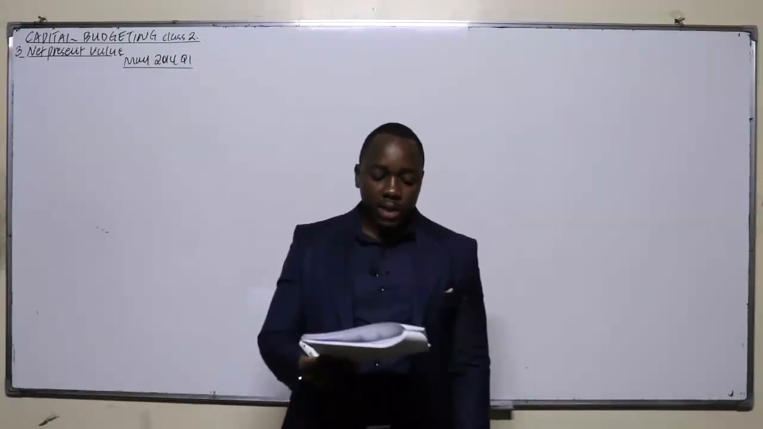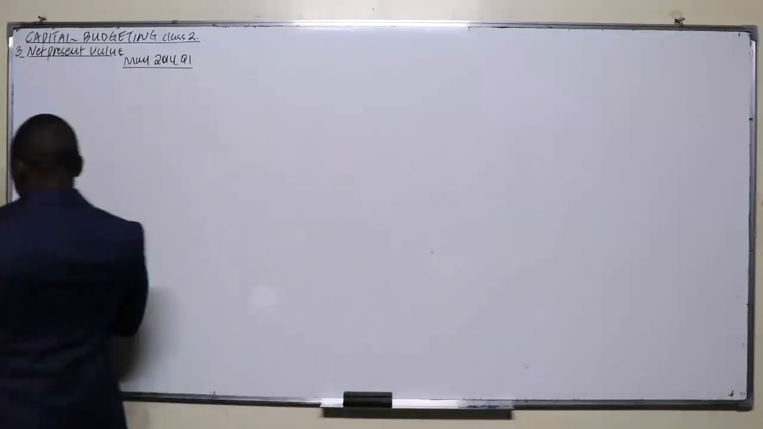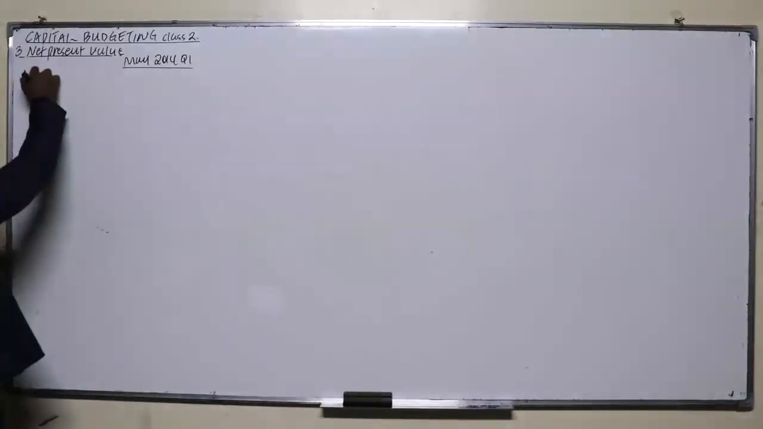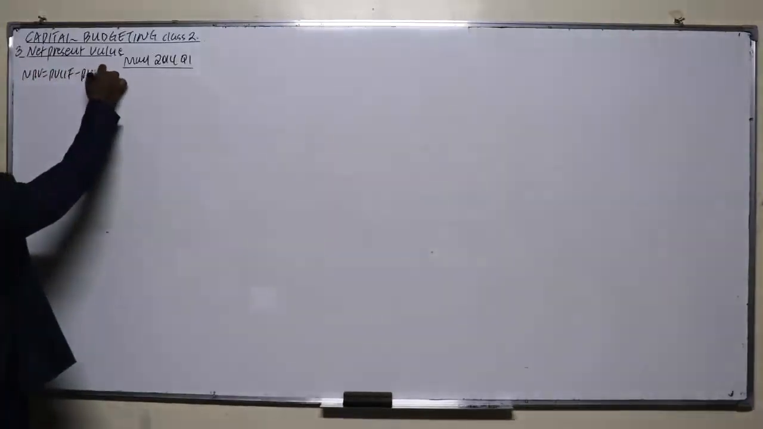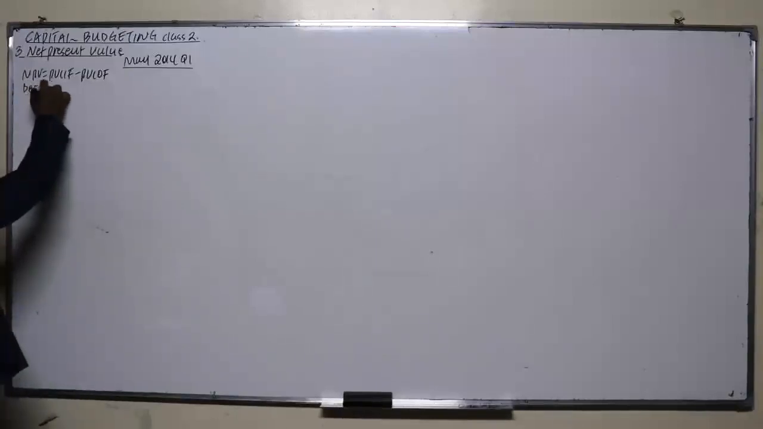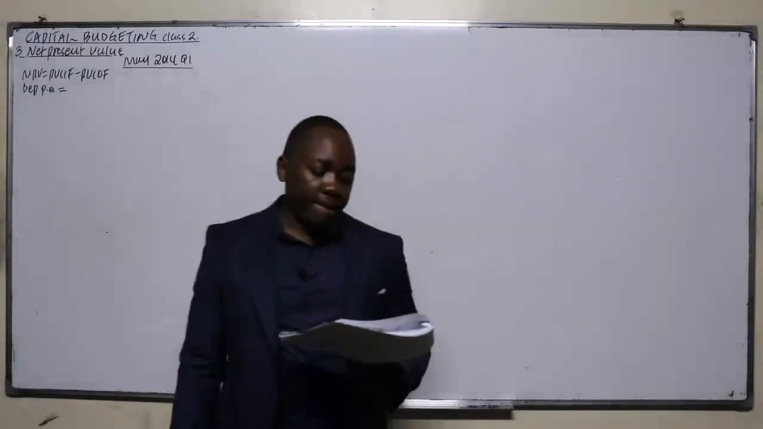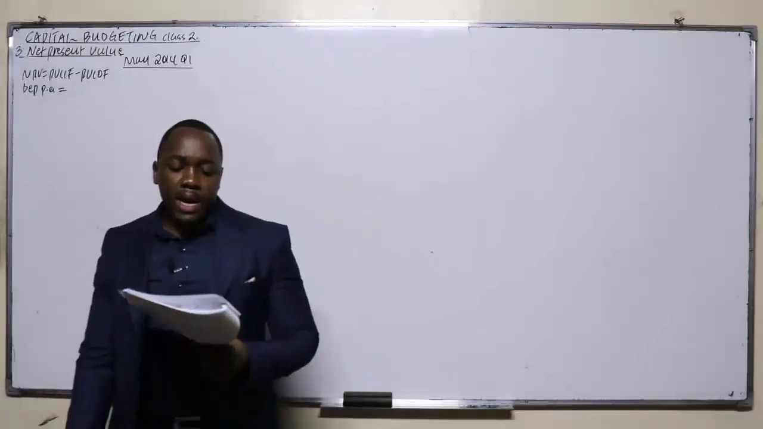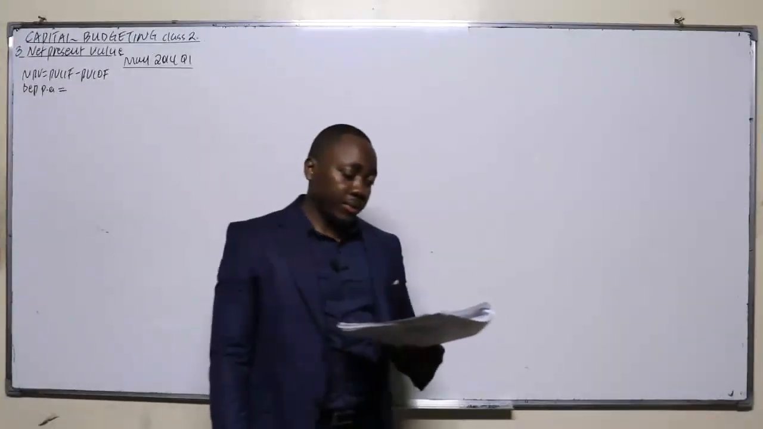Number one, using the NPV. We advise using NPV. NPV is the present value of cash inflow less the present value of cash outflow. First of all, let's determine the depreciation per annum. How do we get it? In note number three, the company applies the straight-line method of depreciation. So how do we depreciate this machinery?